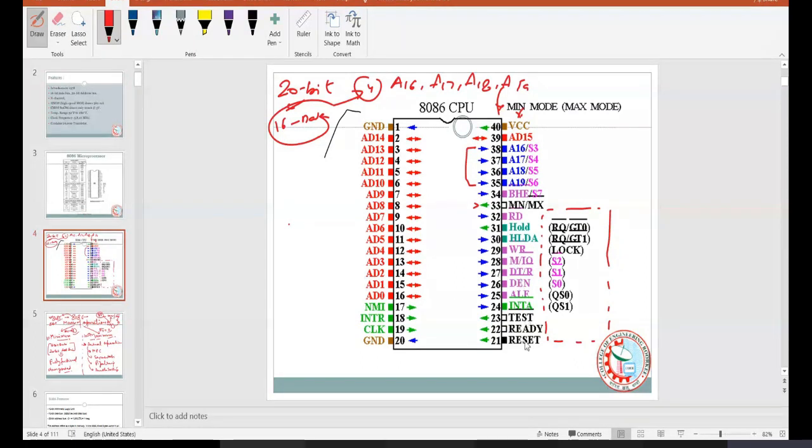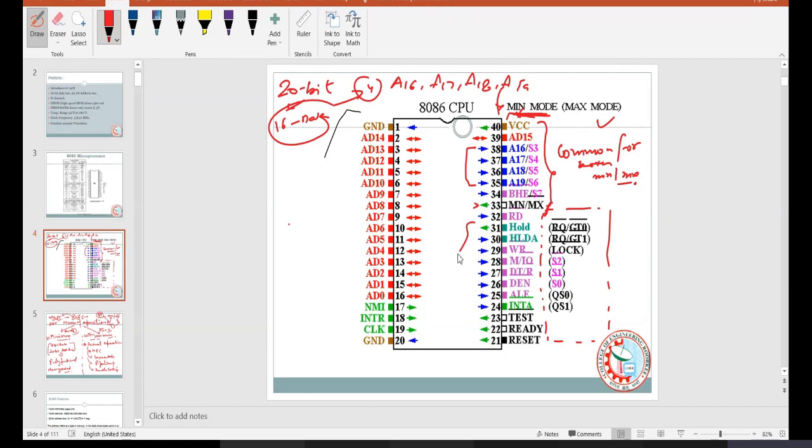But what if we select the maximum mode? So what happens in the maximum mode is the signals from VCC to pin number 33, which is the selector of minimum maximum, will remain the same. They are common for both minimum and maximum. But after that there will be a change. Pin number 31 also comes into the common part, but starting from pin number 24 to pin number 31, what will be happening if we select the maximum mode?